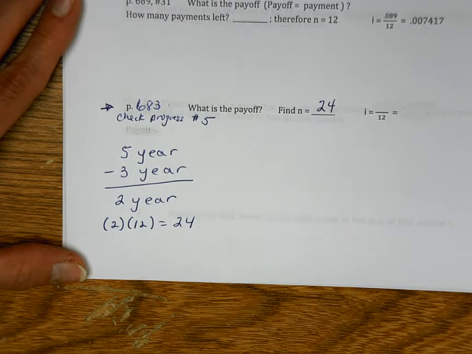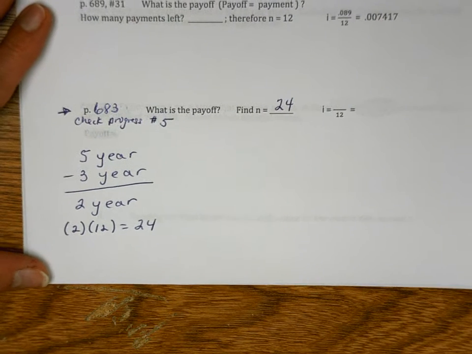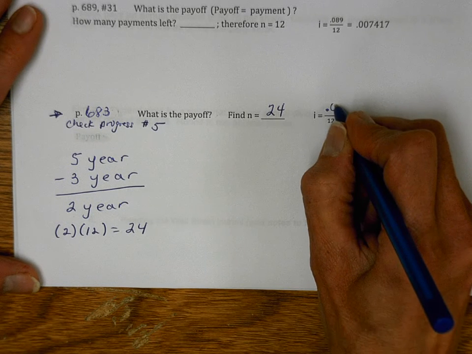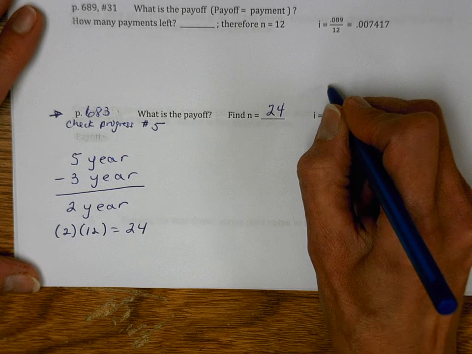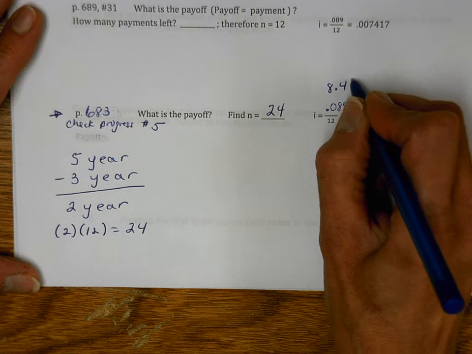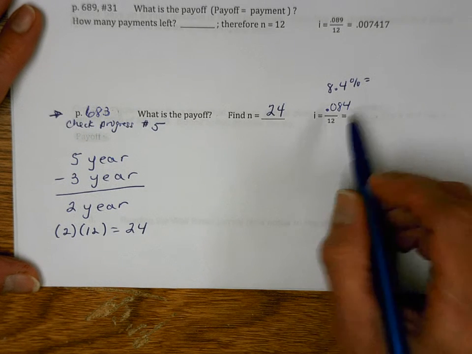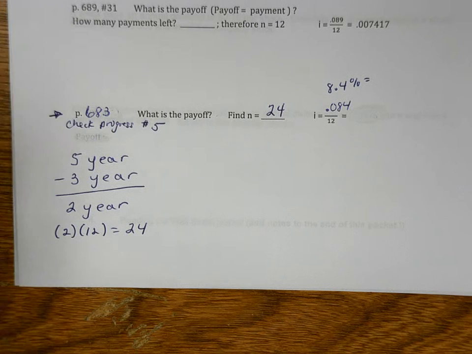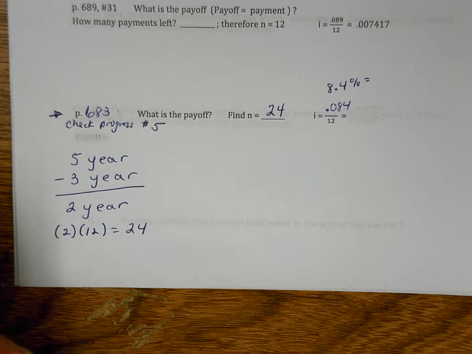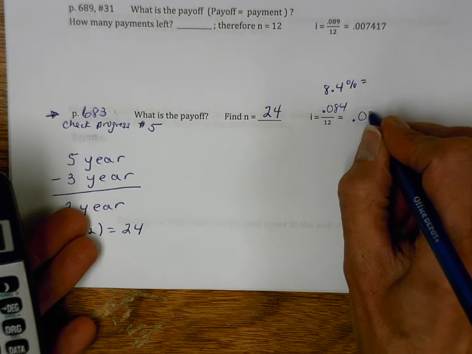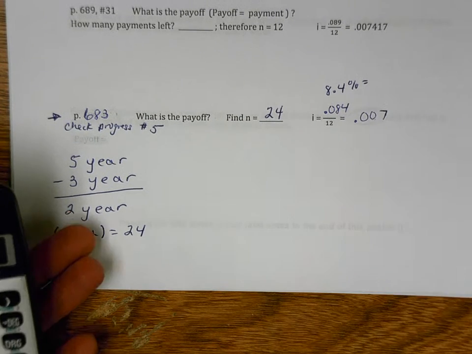Now, to find your I value, you have to take your rate and divide it by 12. Now, don't forget you need to move that decimal 2 places to the left. So 8.4% is 0.084. Now, let's put that in our calculator. So 0.084 divided by 12, and that equals 0.007.